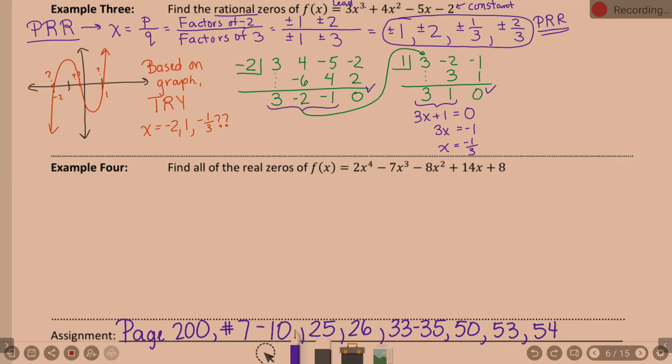So here's the deal. That's my third. Now, what did they ask me to do? Find the rational zeros. What are my zeros? X equals -2, 1, -1/3.